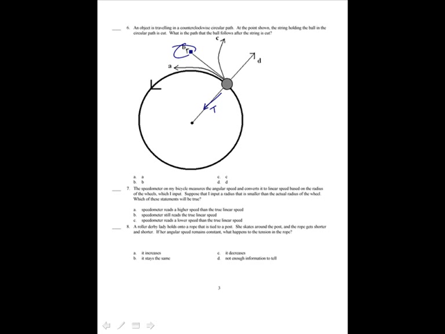The speedometer on my bicycle measures the angular speed and converts it to linear speed based on the radius of the wheels, which I input. Suppose I input a radius that is smaller than the actual radius of the wheel. Which of these statements will be true?